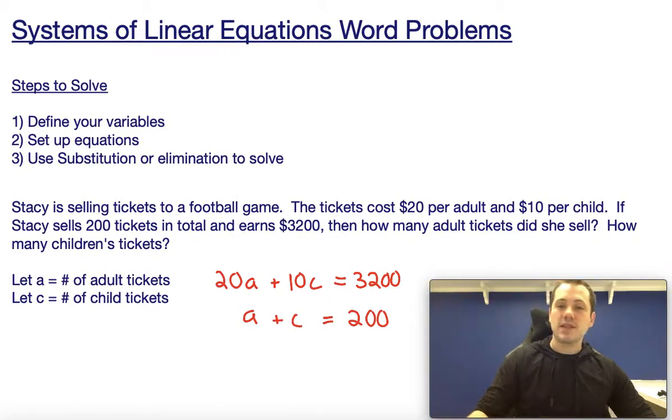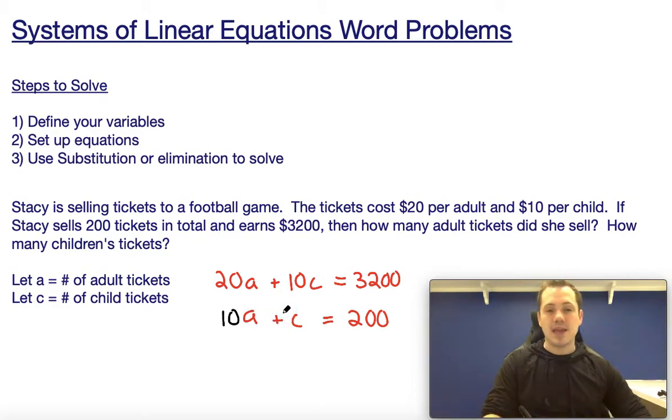So if I'm going to solve this by elimination, what I want to do is multiply this whole second equation here by 10. Why am I going to do that? Because I'm going to get the C's to match up. The coefficients on the C's will match up if I do that. So if I multiply this by 10, I get 10A. If I multiply this by 10, I'm going to get 10C. And if I multiply 200 by 10, well, that's just going to add another 0 here.